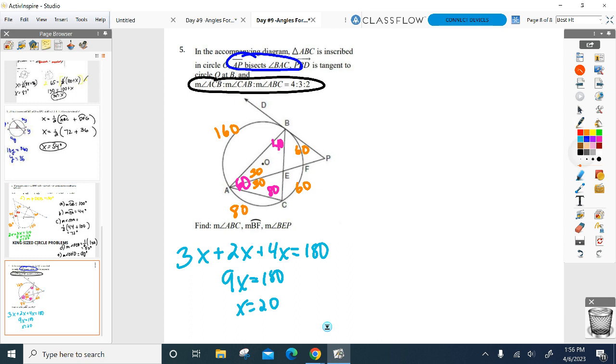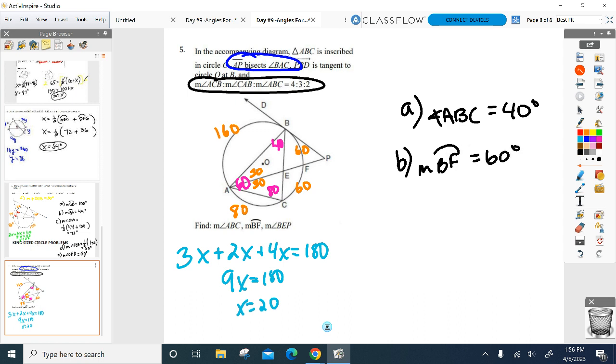All right, now hopefully these go pretty quick and they're easy. First part, angle ABC. Oh, we did it already, 40 degrees. All right, B, how about arc BF? Oh, did it already. That's why this is so huge. Most of these can be answered right away. And then now I just need somebody's help with finding angle BEP.